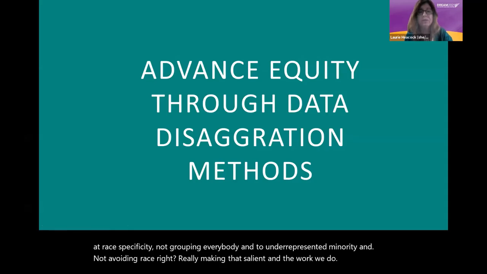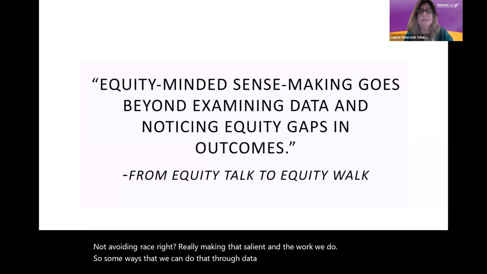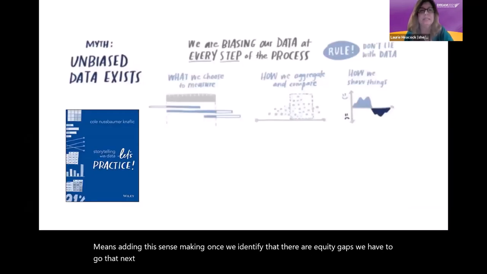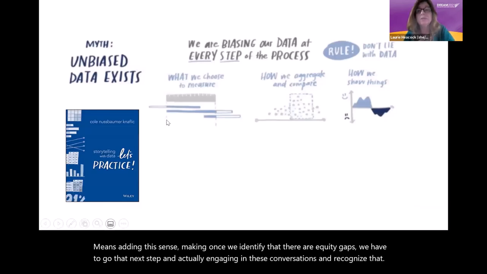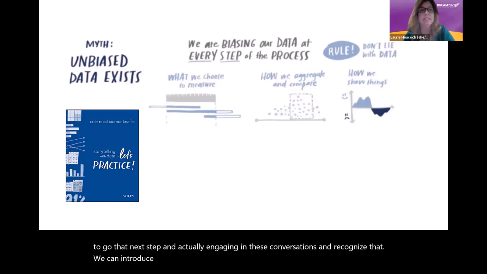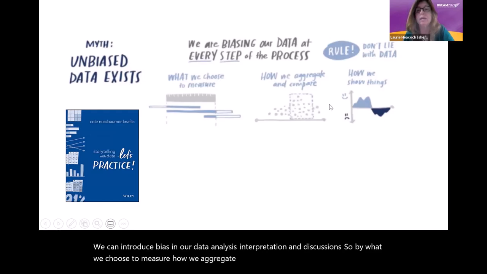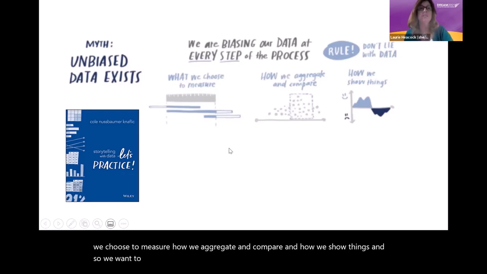So one way that we can do that is through data disaggregation, which means adding sense making once we identify that there are equity gaps. We have to go that next step and actually engage in these conversations, and recognize that we can introduce bias in our data analyses, interpretation, and discussions, by what we choose to measure, how we aggregate and compare, and how we show things. And so we want to be really mindful of that as data practitioners.